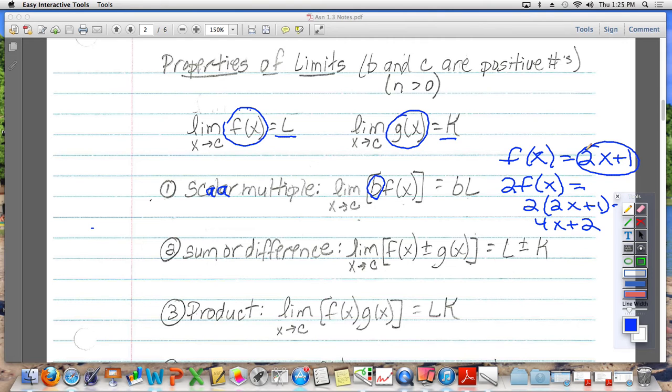Can I erase what I just wrote here? What? Okay, no, I'm not going to. I will do it in a minute.